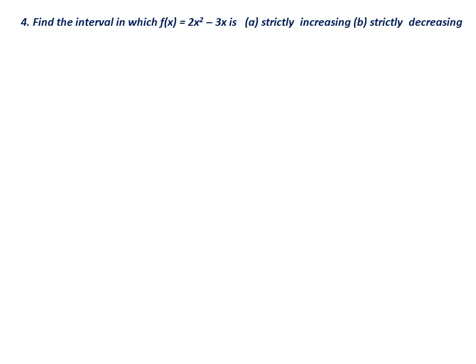Then question number 4, find the interval in which f of x equal to 2x square minus 3x is strictly increasing, strictly decreasing. We have f of x equal to 2x square minus 3x. Therefore, find f dash x, that is 4x minus 3. Differentiate 2x square, 4x. Differentiation of minus 3x is 3. Therefore, minus 3.